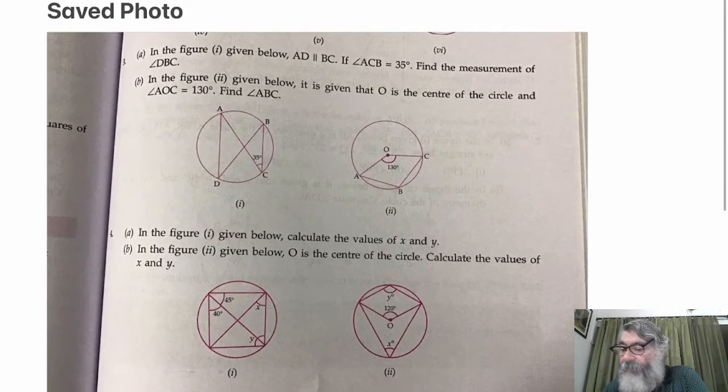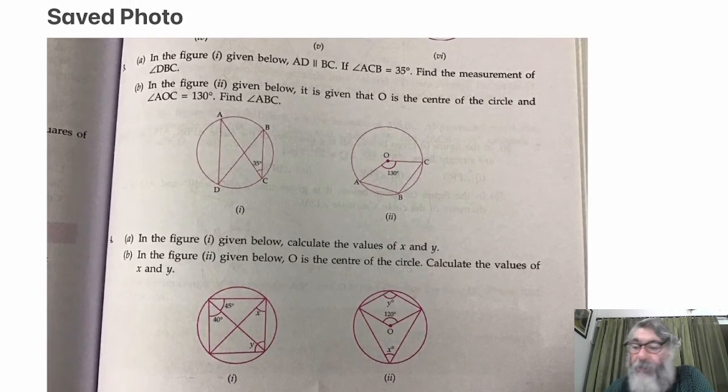Here it is given that AD and BC are parallel lines. In the first figure, the A part of the question, AD and BC are parallel to each other, and angle ACB is given to be 35 degrees. We have to find the measure of angle DBC. Here there is no center given.